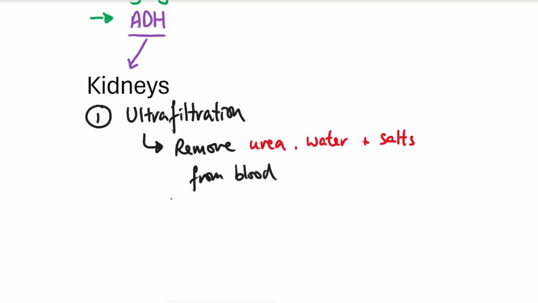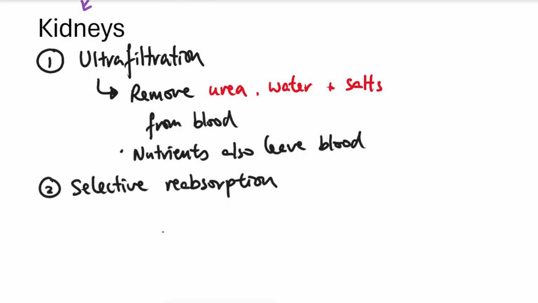However, during this process, unfortunately, some of the nutrients that we have also escape. This would include things like glucose, amino acids, hormones, vitamins. All of those things can also leave the blood, which obviously we don't want to happen, because the nutrients are useful for us. We want to retain them. So that leads us to the second step, selective reabsorption.